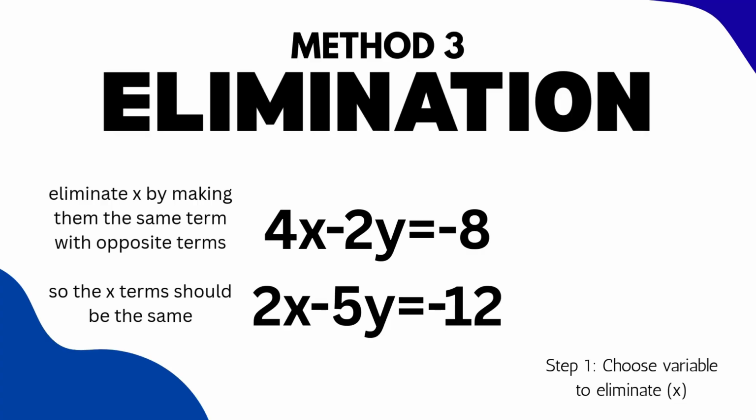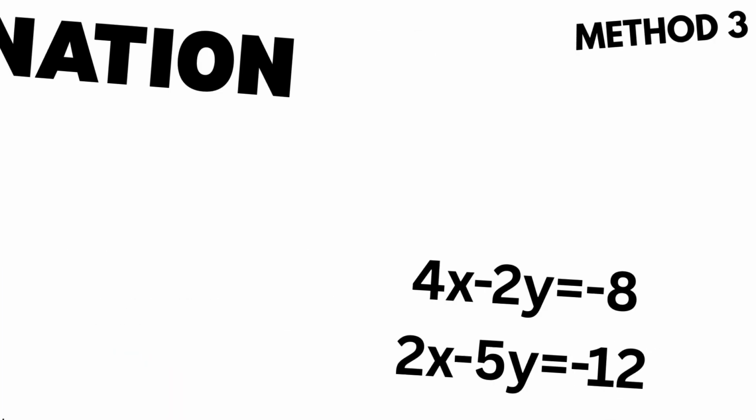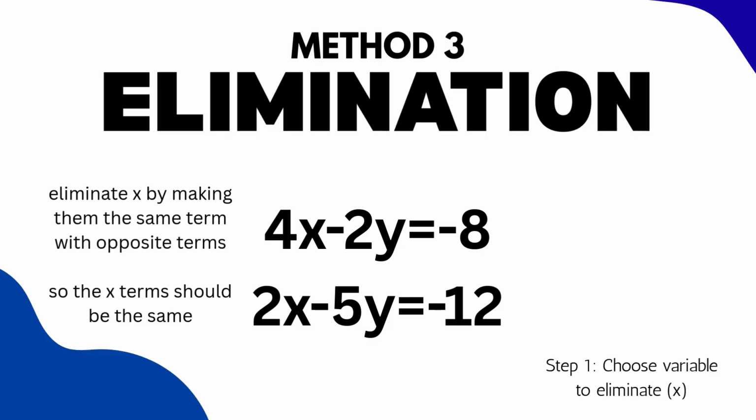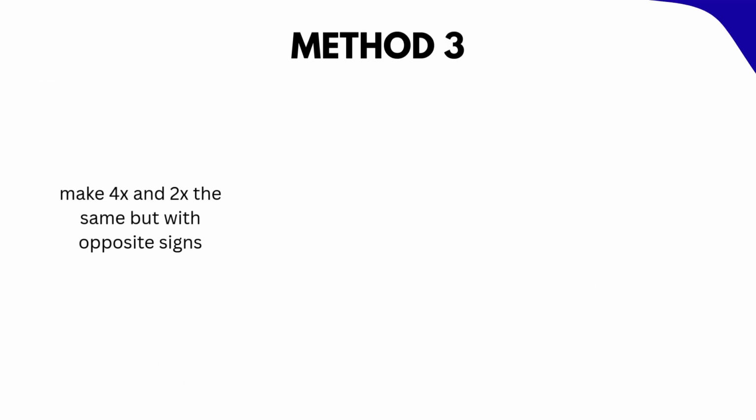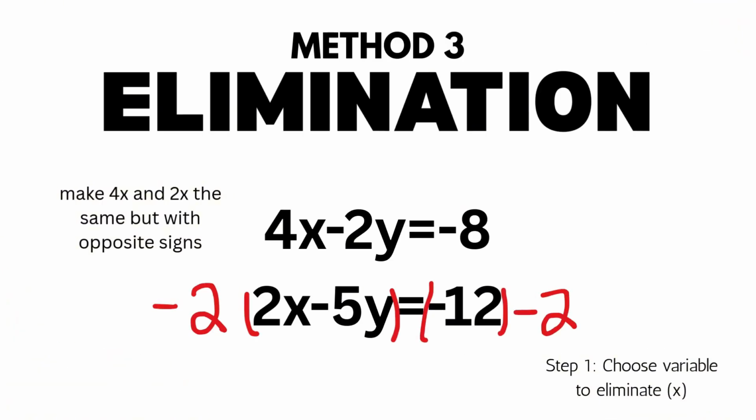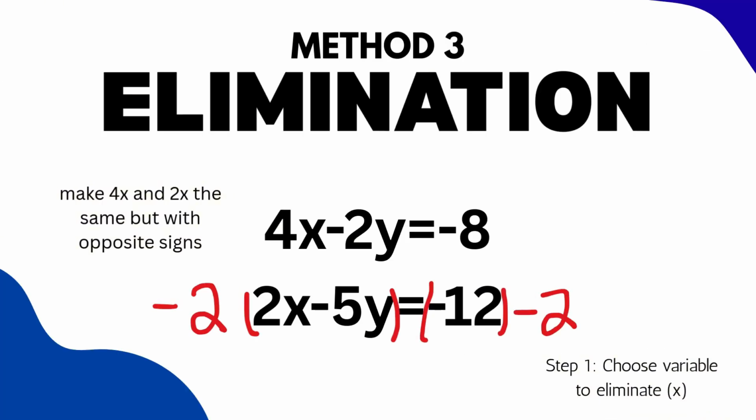Squared out, why'd you give us such a hard problem? Okay, well, we want our x terms to be 4x and negative 4x, because when we add those two, we get 0. So they just cancel each other out and the x is eliminated. For this specific problem, because we don't have that yet, we have to turn it into that. So multiply the bottom equation by negative 2, so that we get the same but opposite sign x term.